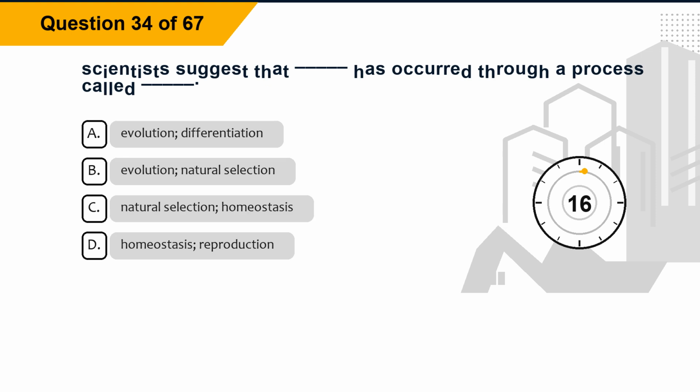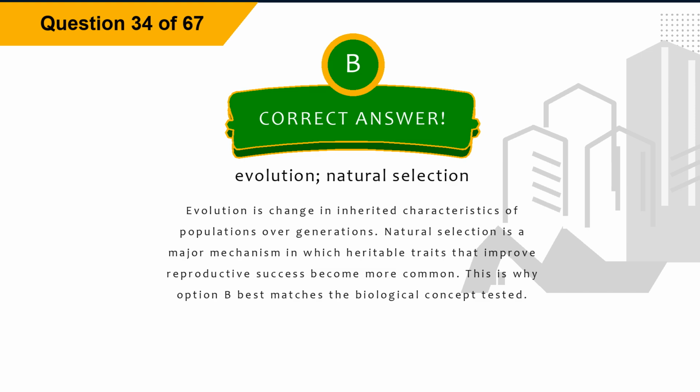Question 34. Scientists suggest that blank has occurred through a process called blank. Option A, evolution, differentiation. Option B, evolution, natural selection. Option C, natural selection, homeostasis. Option D, homeostasis, reproduction. The correct answer is option B, evolution, natural selection.